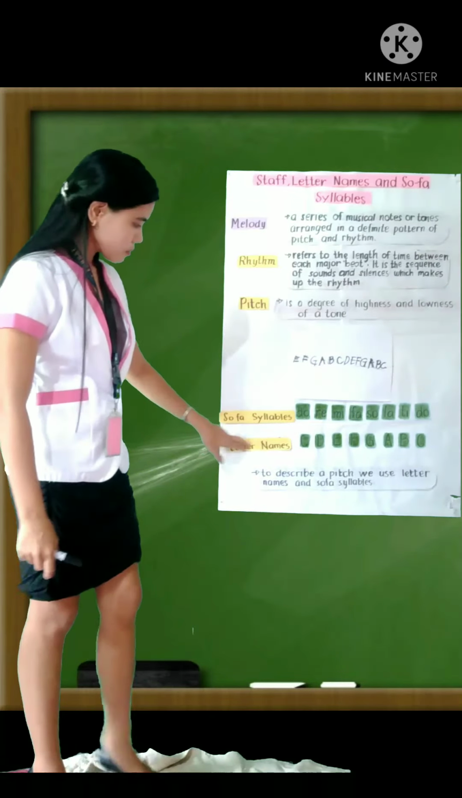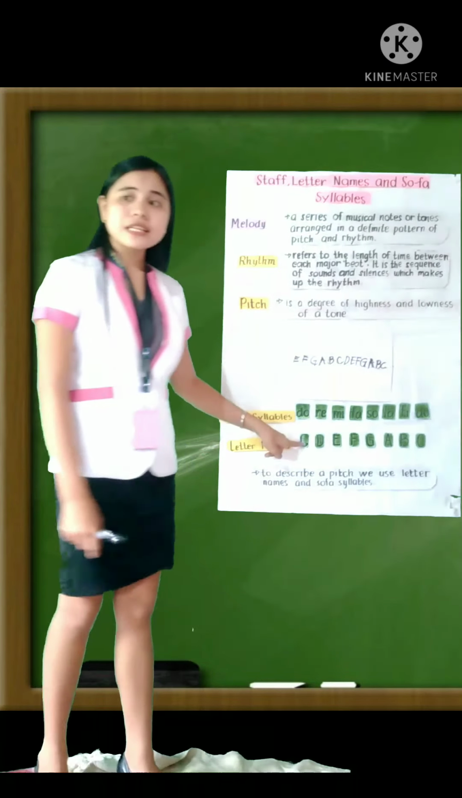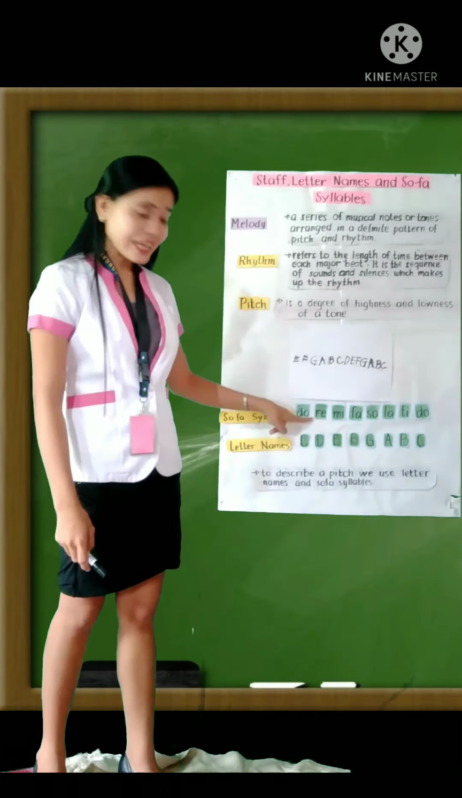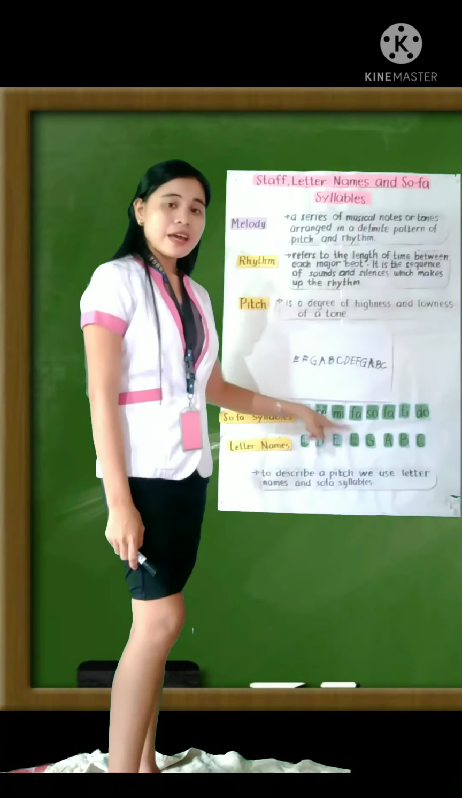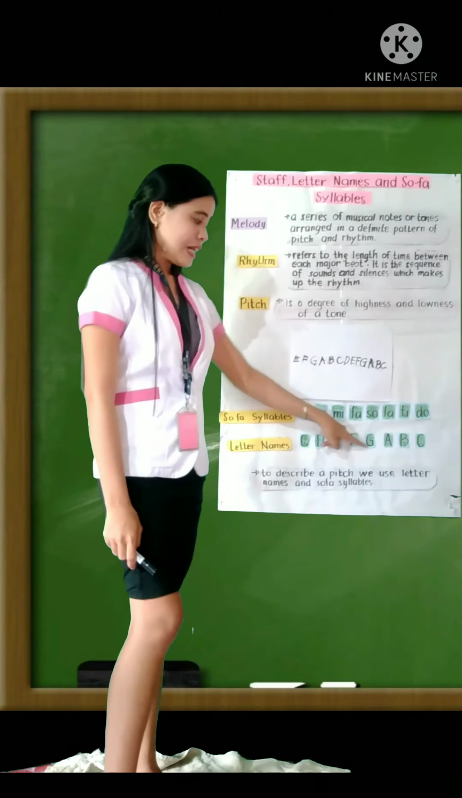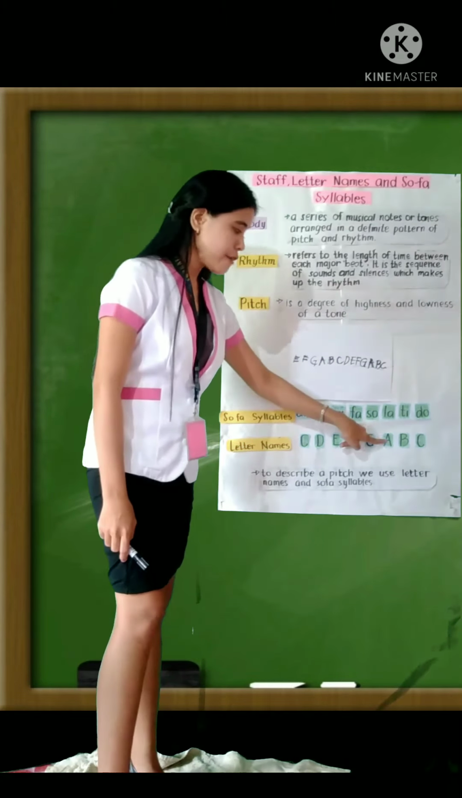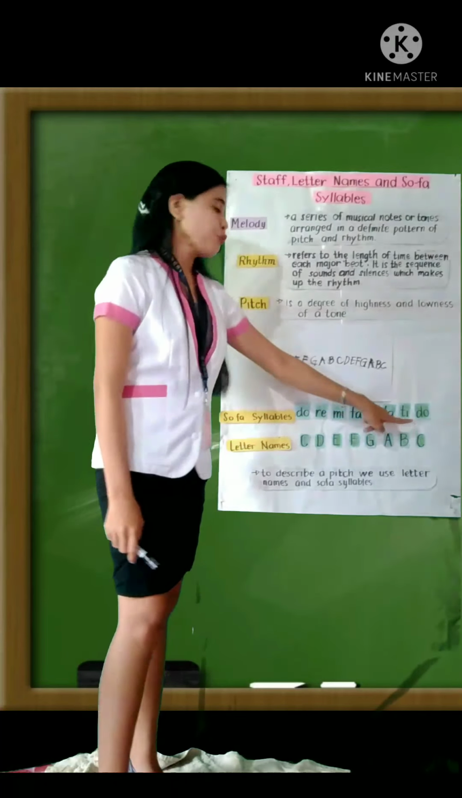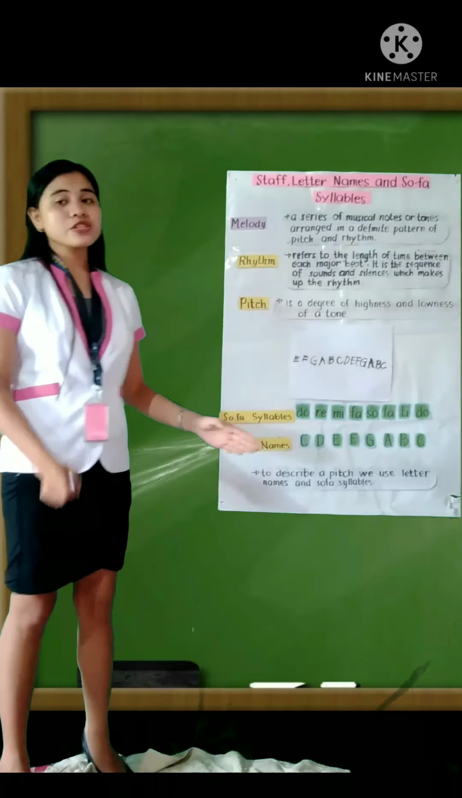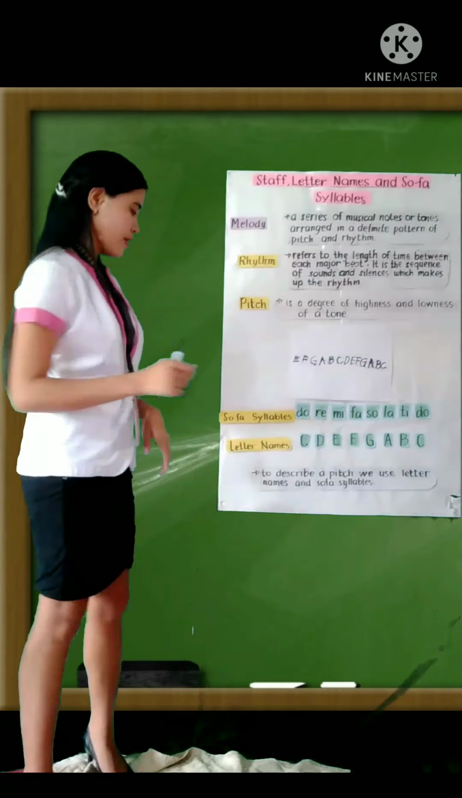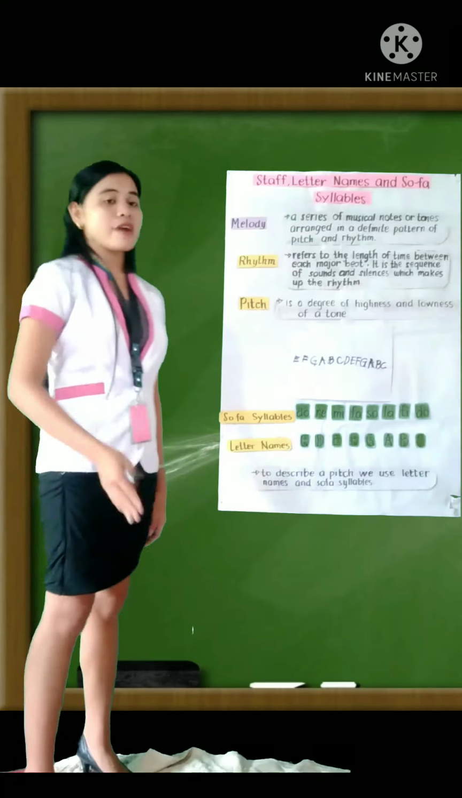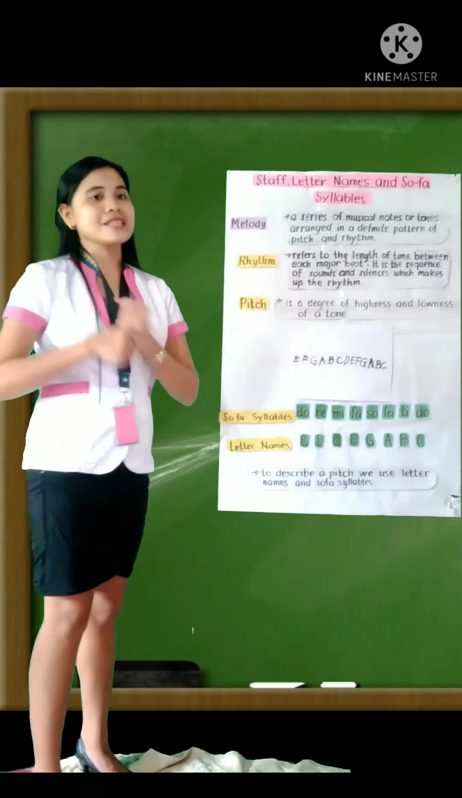So C is just equivalent to do, D for re, E for mi, F for fa, G for sol, A for la, B for ti, and C for do. So they are just equivalent to each other. So these are used to describe a pitch in a staff.